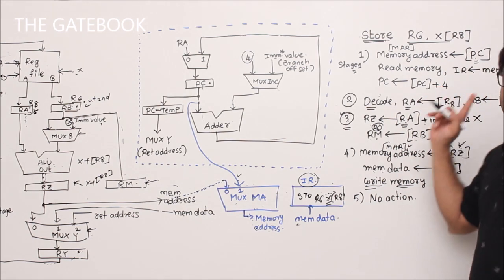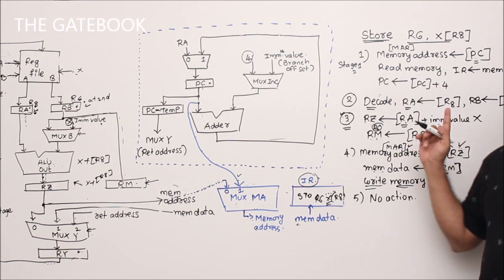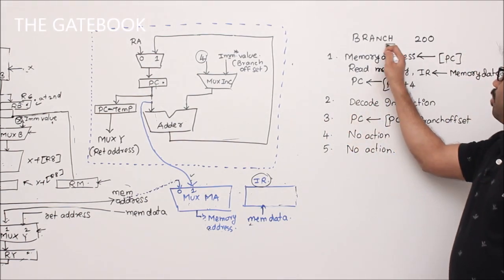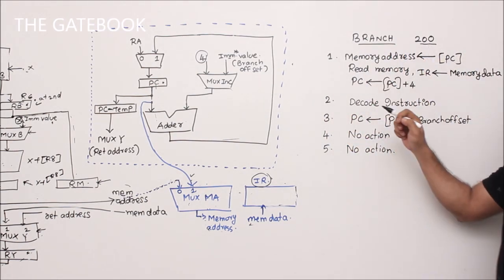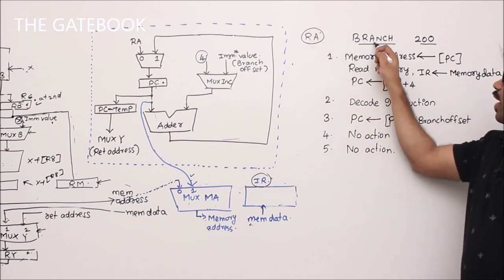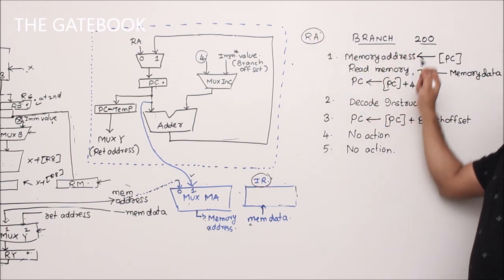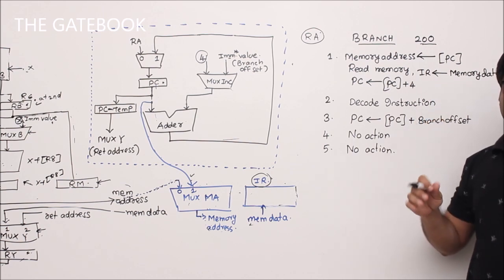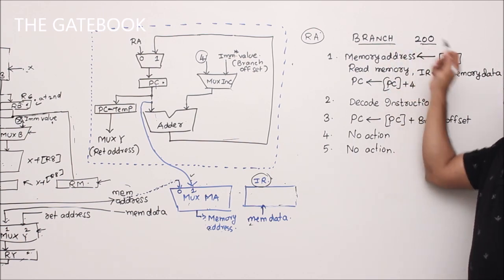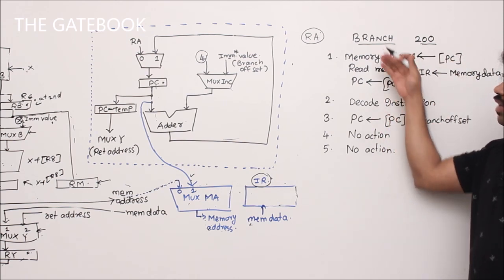Now I will take the next instruction, that is the branch instruction. Let's say branch 200. I am assuming relative addressing mode. In relative addressing mode, when you write branch 200, 200 is not an absolute memory address where we are going to branch. We are jumping to 200 plus the current program counter. That is how we are going to do things.